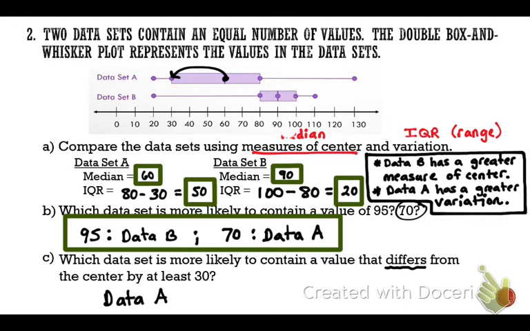Let's look at this part. From here to there, how much does that differ from the lower quartile? 10. Only 10. So could the answer be data B? No, it cannot, because data B only differs by 10 and not by 30. Any questions about that? All right, we're going to do another example exactly like that.